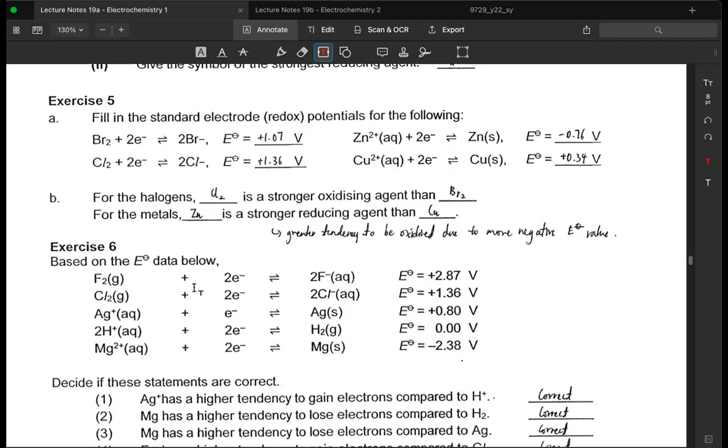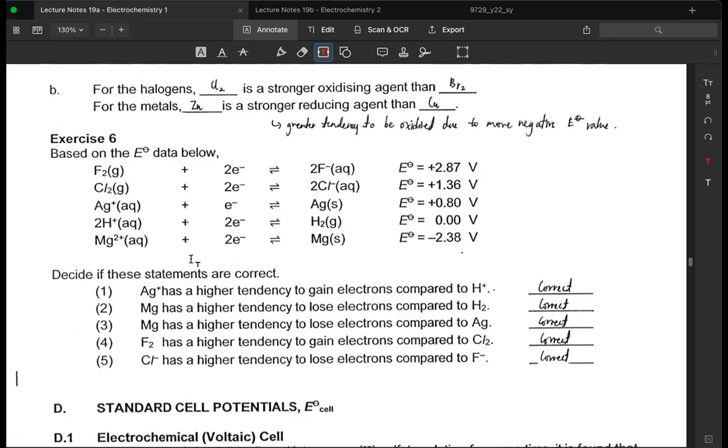Okay, then after that, these are some more basic questions. Silver plus has a higher tendency to gain electrons, correct or not correct? Correct, because it is less reactive, right? Silver, and you look at the E0 value, this is 0.8. Then hydrogen is 0. So 0.8 positive means more likely to reduce, more likely to gain electrons.